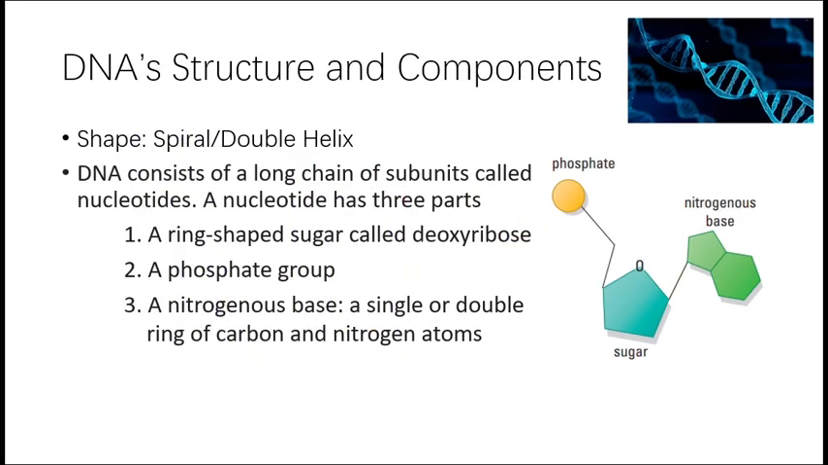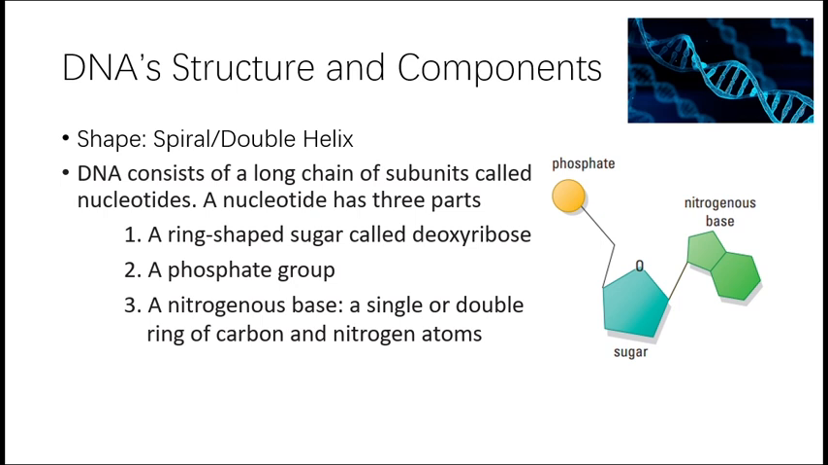DNA has a form of a spiral, or commonly known as a double helix. And DNA consists of a long chain of subunits called nucleotides. And a nucleotide has three parts. The first part is a ring-shaped sugar called deoxyribose. And the second part is a phosphate group. And the third part is a nitrogenous base, which can be a single or double ring of carbon and nitrogen atoms. And there are four types of nucleotide in DNA, which differ only in their nitrogenous bases.